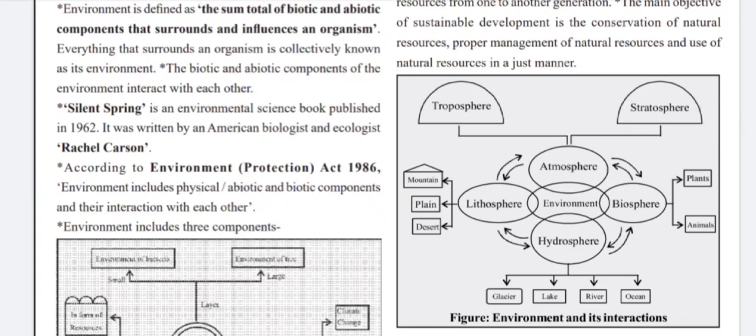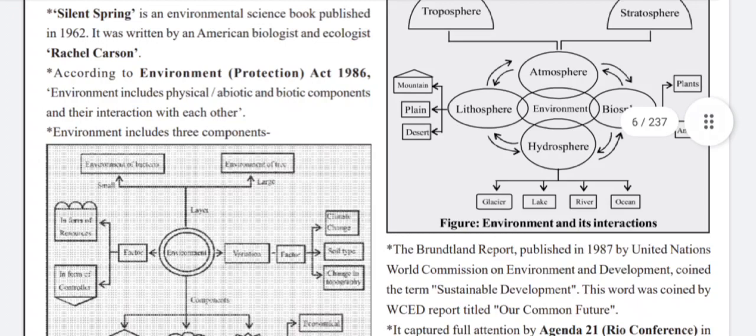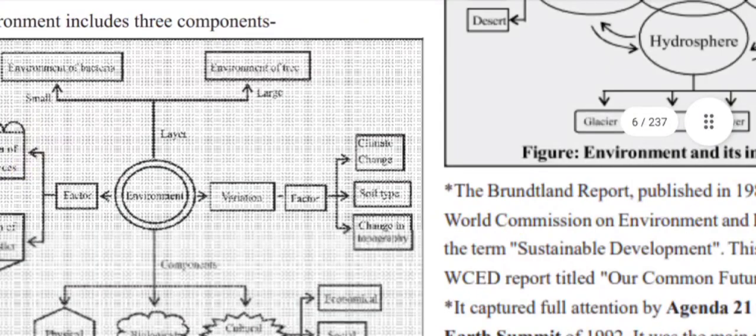Silent Spring is an environmental science book published in 1962. It was written by an American biologist and ecologist, Rachel Carson. According to the Environment Protection Act 1986, environment includes physical, abiotic, or biotic components and their interaction with each other. Environment includes three components, which you can see here.